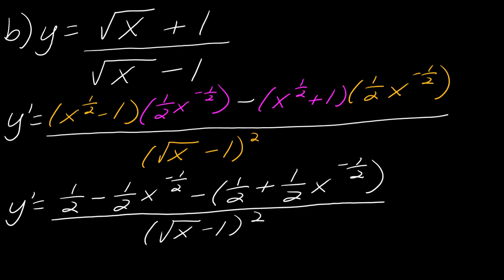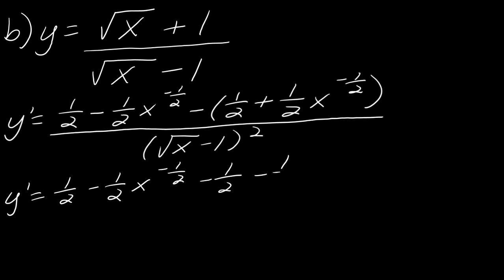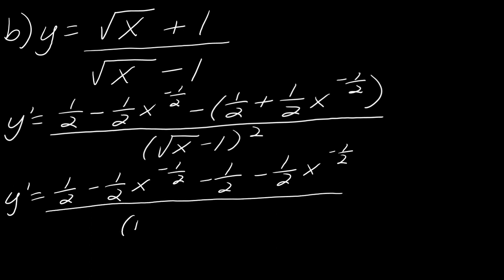So I'll make some space. And I'll go ahead and just distribute this negative sign. So let's see, this is y prime equals 1/2 minus 1/2 x to the negative 1/2 minus 1/2 minus 1/2 x to the negative 1/2. Okay, and so now I can see some cancellations I can make. Still just going to let this be for the moment.